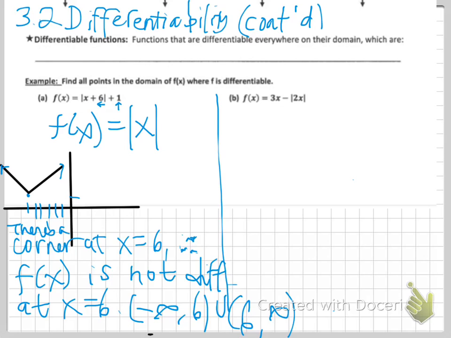Right? Okay, I'm going to erase that just to make space for the next problem, but that's how you would do it.